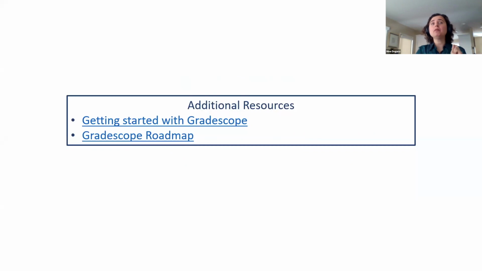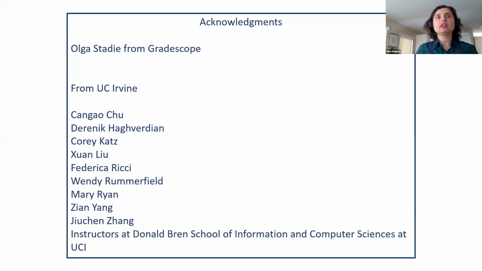And I put a couple of additional resources for those who might be interested. The Gradescope roadmap is essentially the company sharing what features they will add. You can suggest features to them. You can vote on which features should be released sooner, and so on. So you can take a look at this.